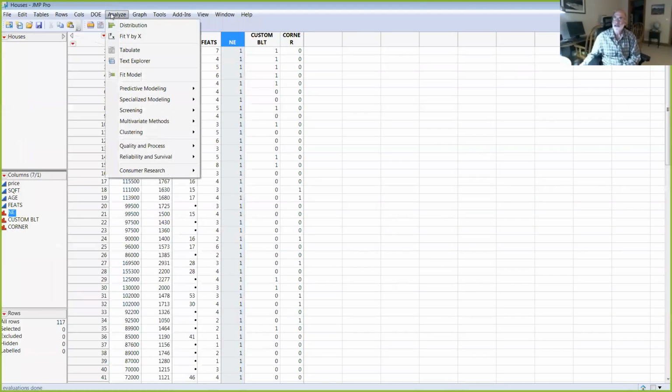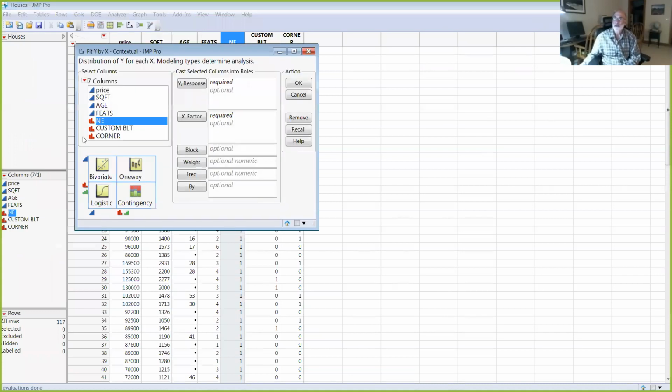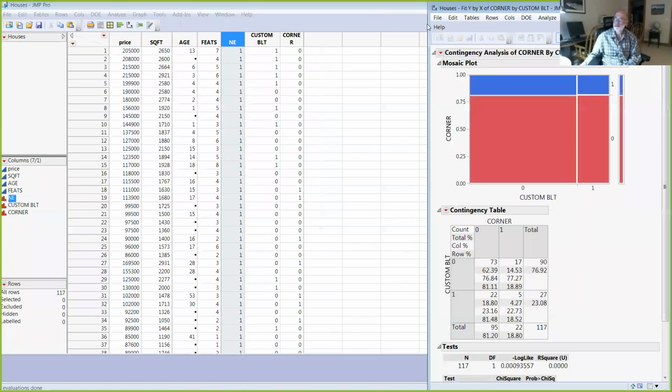Okay, let's look at another kind of relationship. Suppose we want to know whether custom-built homes are related to whether or not a house is on a corner. Is it more likely that people build houses on corners that are custom built or are not custom built? Two nominal variables, we're going to get a contingency table.